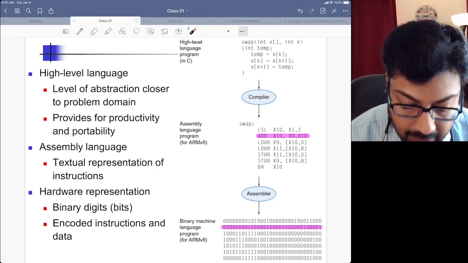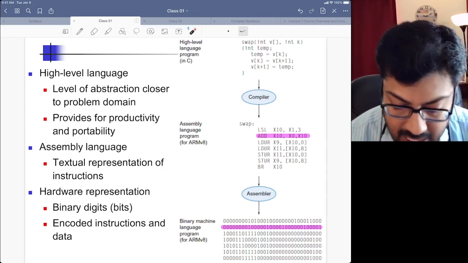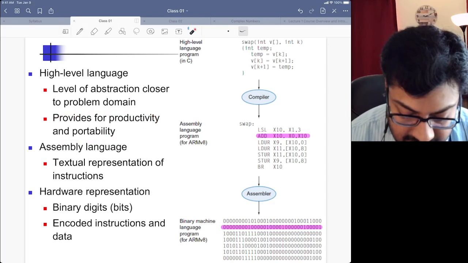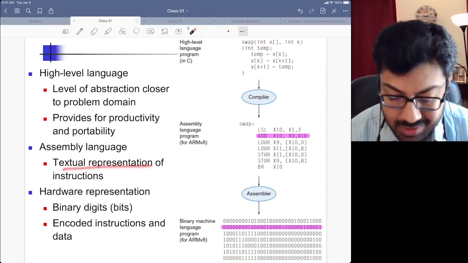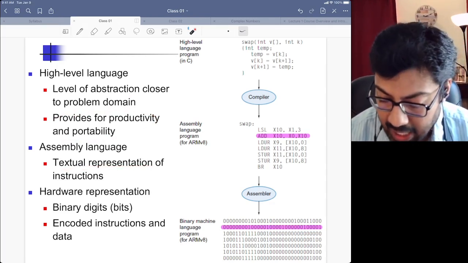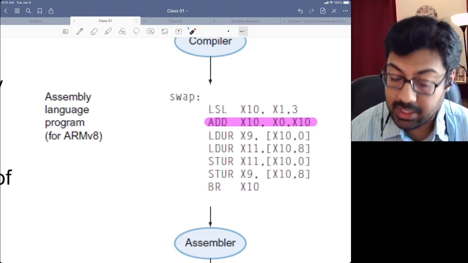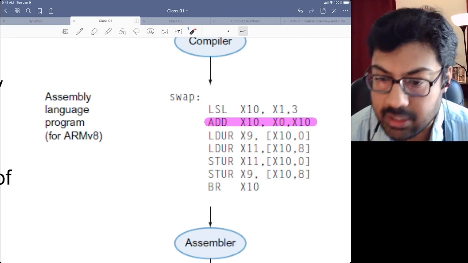Let's see. We talked about high-level language. How does that bring in abstraction? It is portable. Assembly language is essentially a textual representation of instructions. These are not understood by a computer, right? So we still need an assembler to translate that into binary code.